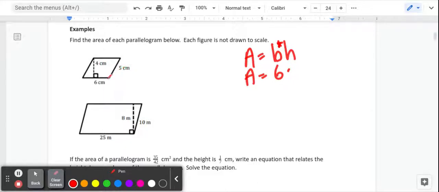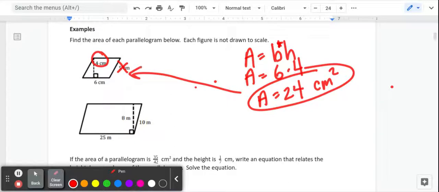Okay, the height has to go straight up and down. You wouldn't measure yourself standing sideways. So your height has to go from a right angle. So this is kind of a giveaway here. A right angle from the base straight up to the top of the shape. So 5 is not your height. Your height is 4. So area equals 6 times 4, which is equal to 24. And that would be square centimeters if you put a unit on it.